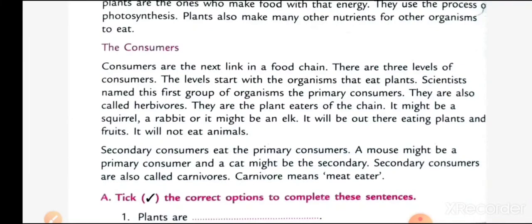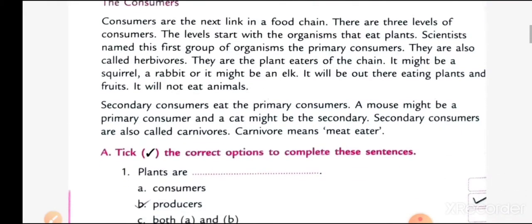Plants also make many other nutrients for other organisms to eat. The consumers are the next link in a food chain. There are 3 levels of consumers. The level starts with the organisms that eat plants. Scientists name this first group of organisms the primary consumers. They are also called herbivores. They are the plant eaters of the chain. It might be a squirrel, a rabbit, or an elk. It will be out there eating plants and fruits. It will not eat animals.